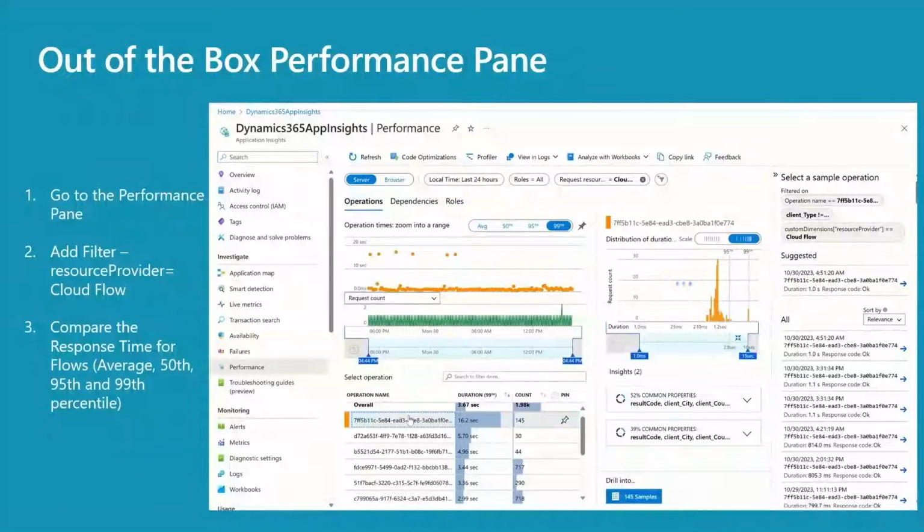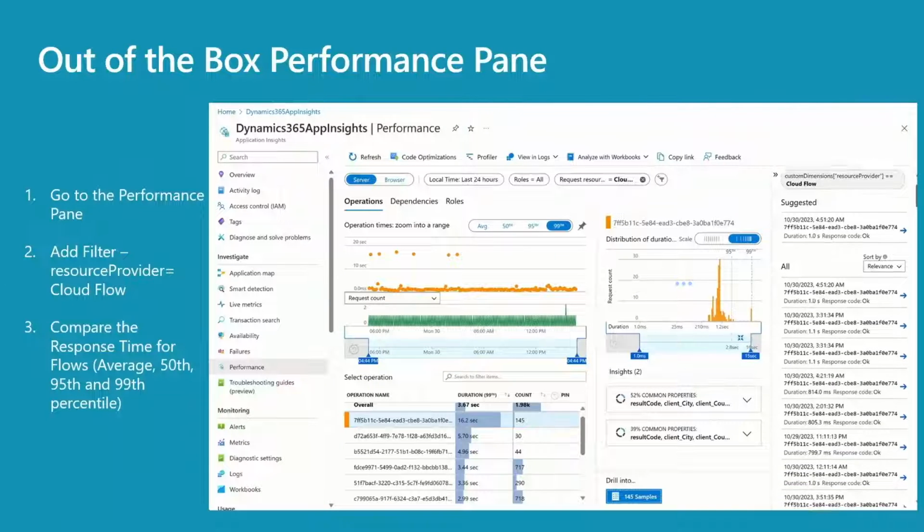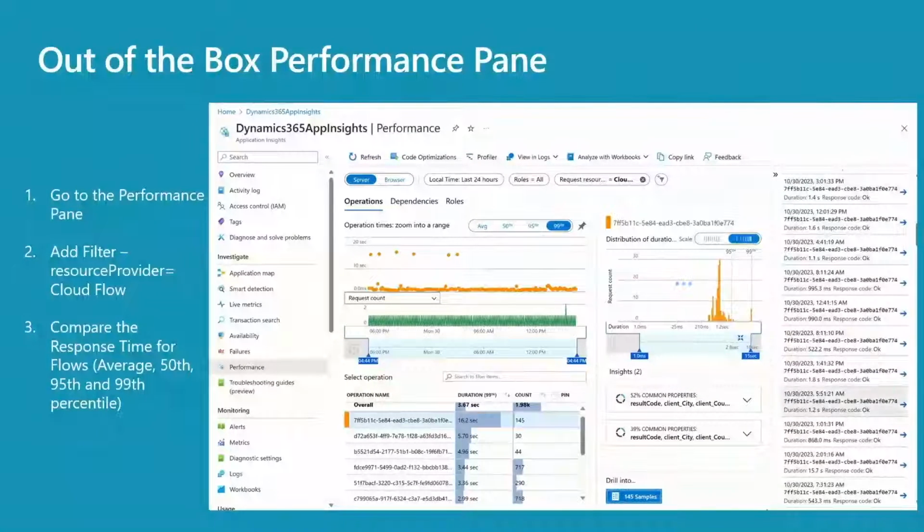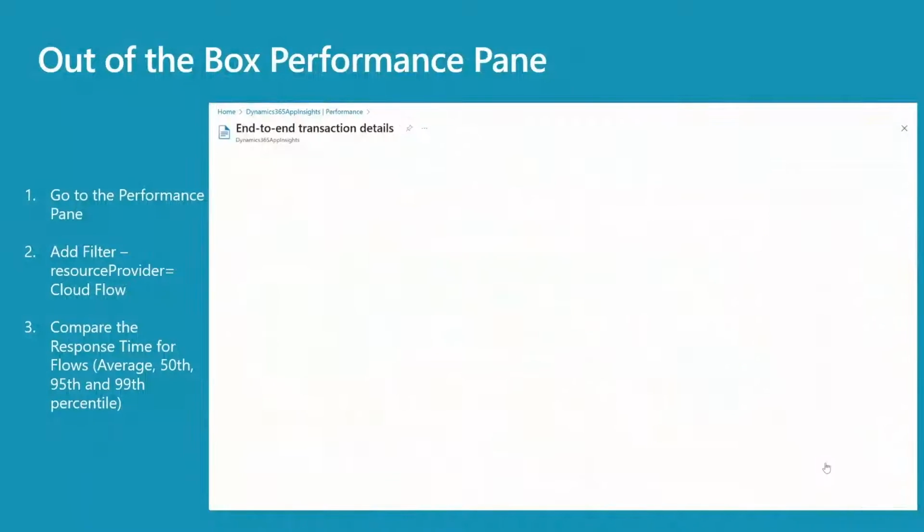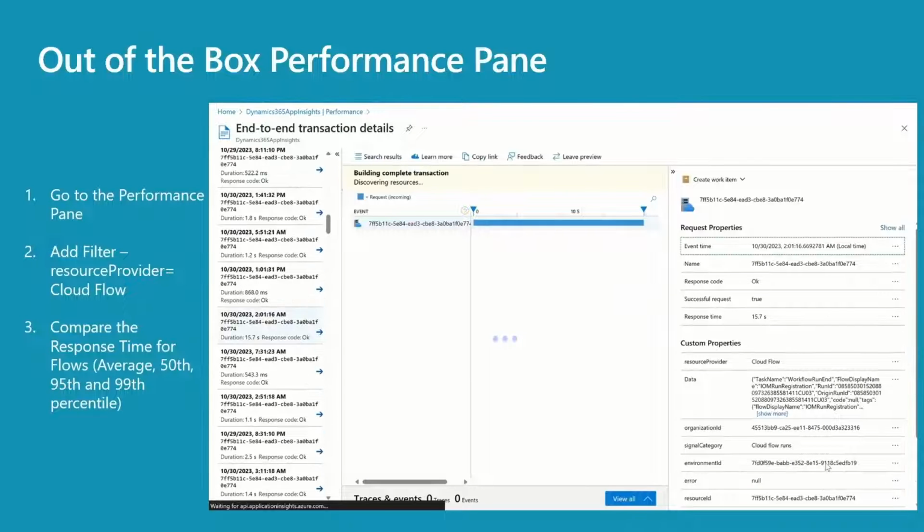So the first flow, we have 145 requests. I can click any of these requests to get the end-to-end view, but I'm going to look for one that is taking around 15 or 16 seconds. So this request is taking around 15.7 seconds. This is the end-to-end transaction details.